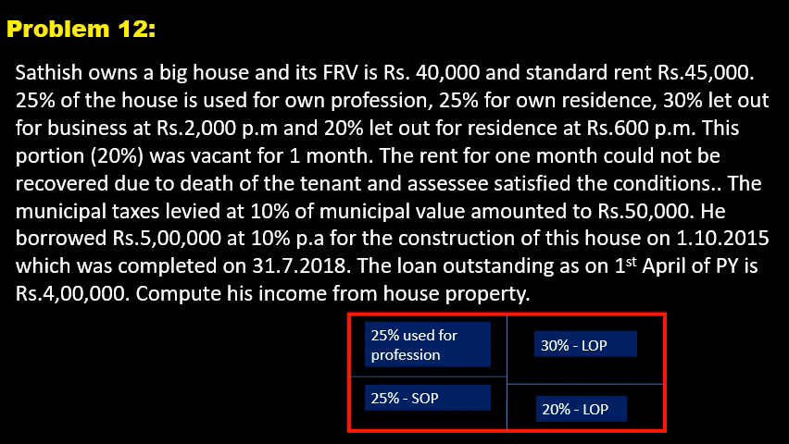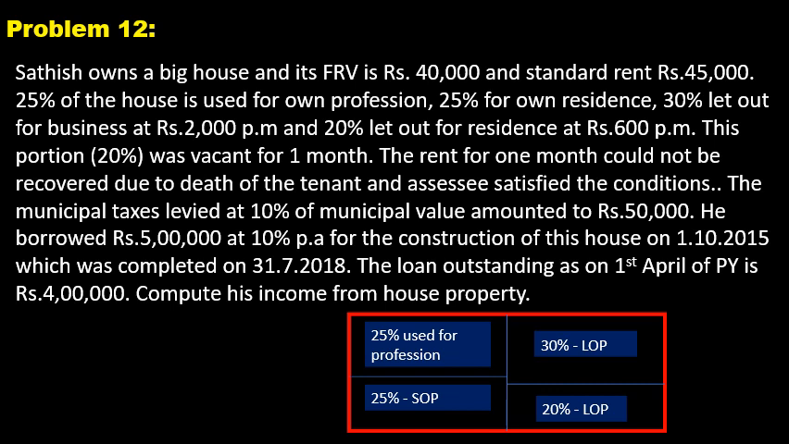Hi, in this class I am going to solve the 12th problem of income from house property. Let me explain the problem. Mr. Satish owns a big house and its FRV is rupees 40,000 and standard rent rupees 45,000.